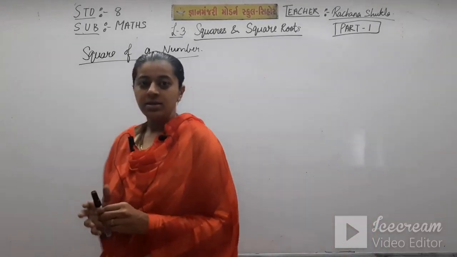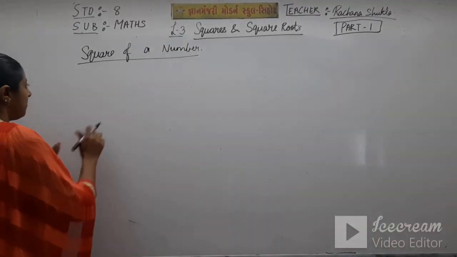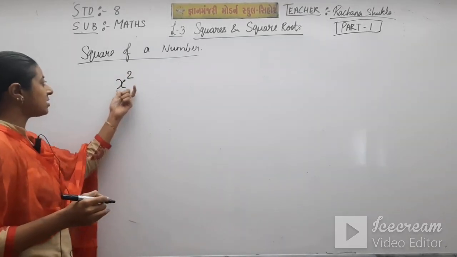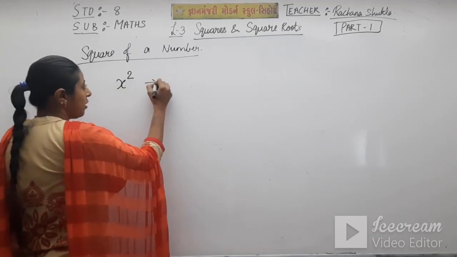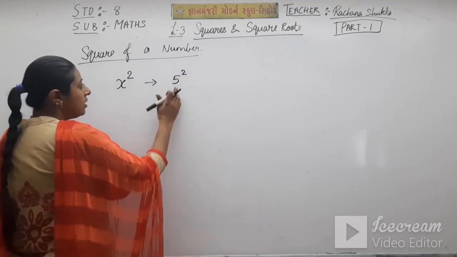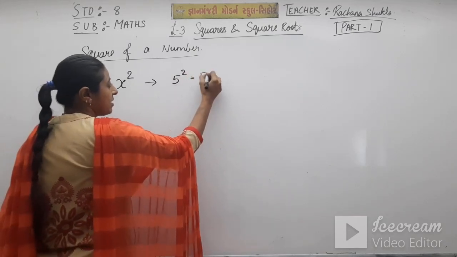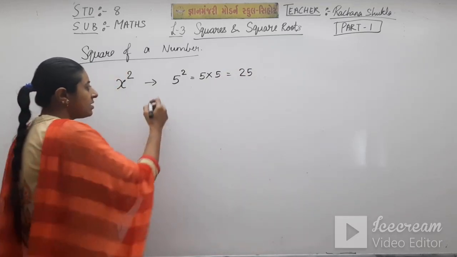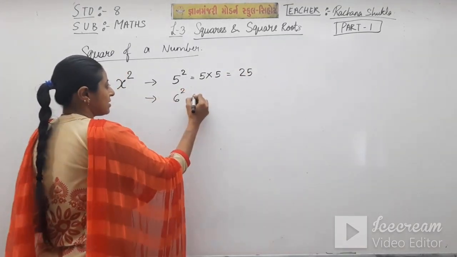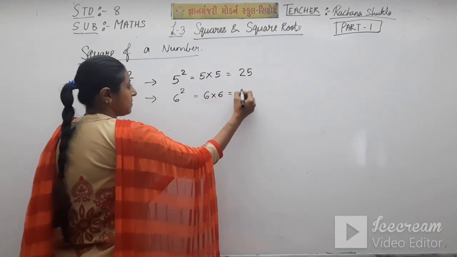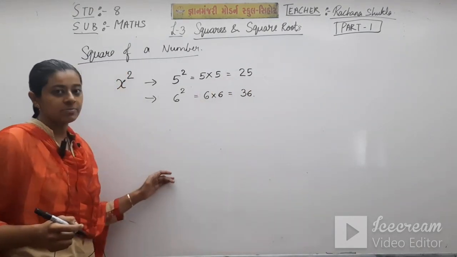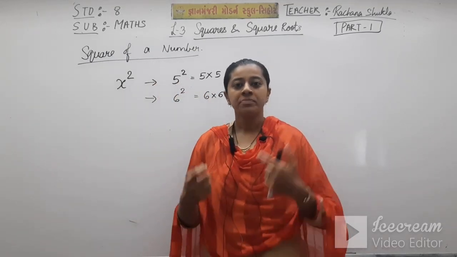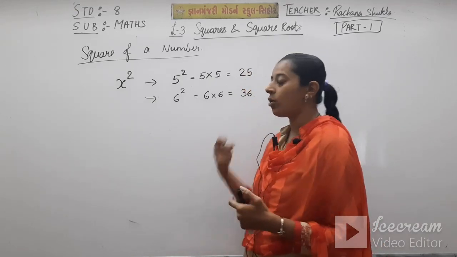Square of a number. See, in the previous video, we have studied the concept of base and power. For example, 5 to the power 2 means 5 is multiplied 2 times and we get the answer as 25. In the same way, 6 to the power 2, 6 multiplied 2 times and we get the answer 36. So, if a number is multiplied by itself twice, then the result is the square of a number.